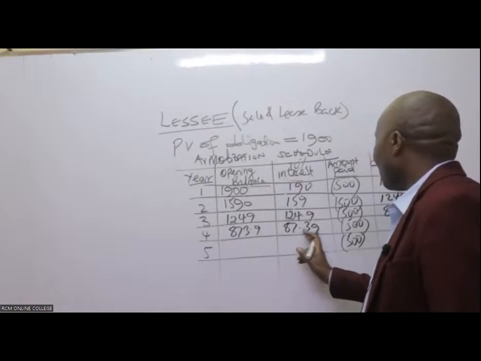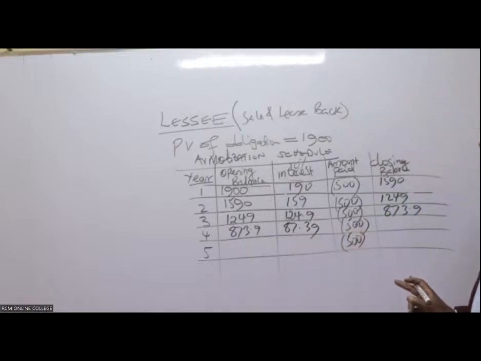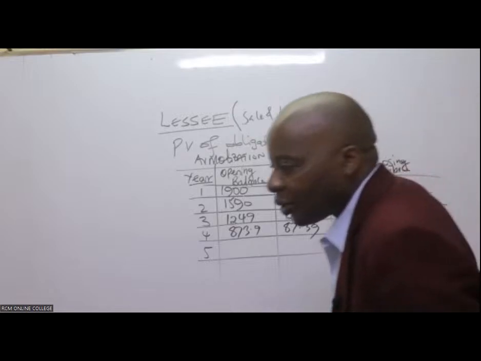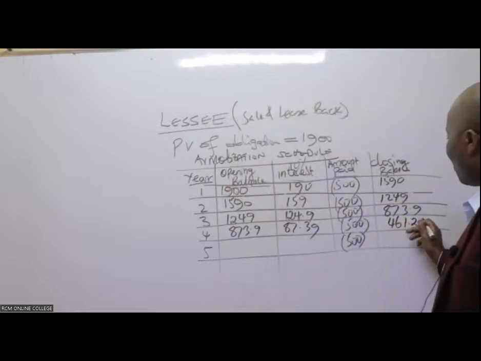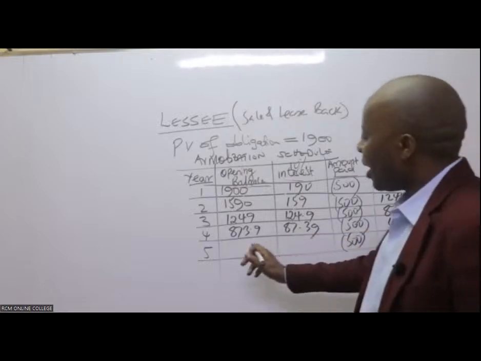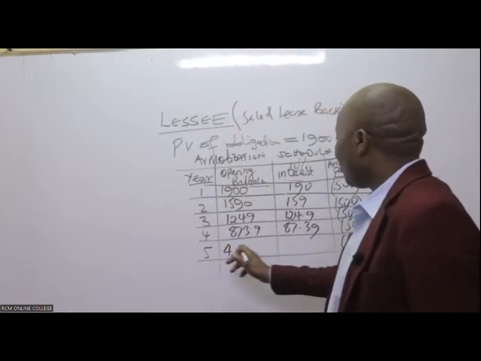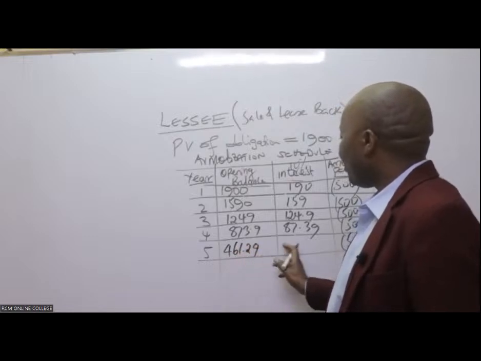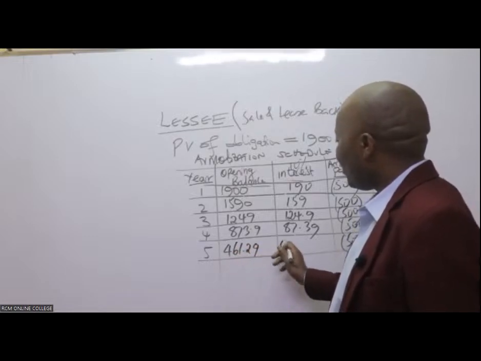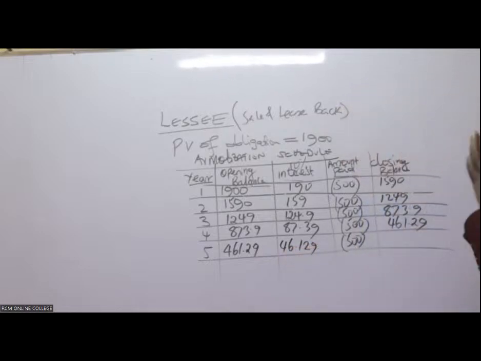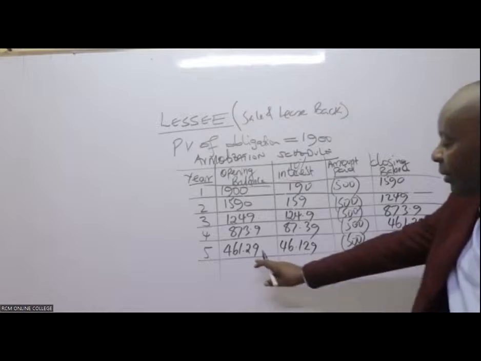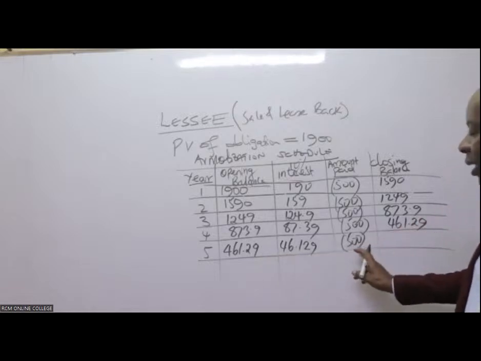So this plus 87.39 minus 500 gives me what figure? So I'm being given here 461.29. This is what I bring here. 10% of it is interest, which gives me 46.129.